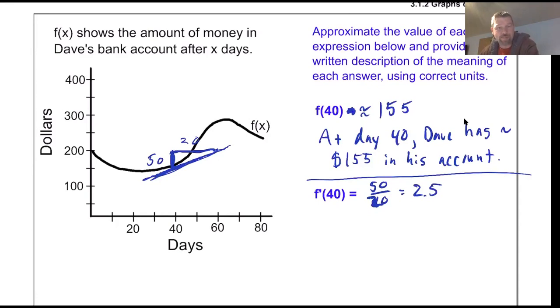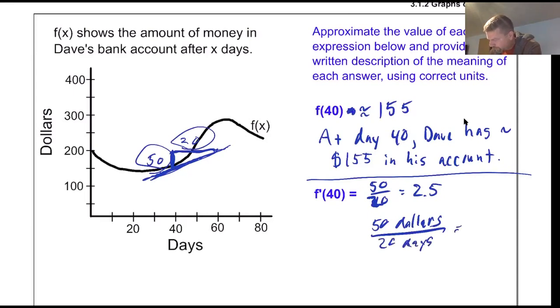They're both roughly right. But either way, this 50 was a change in the y value. It was a measurement of dollars. So when I wrote that 50, it was really $50 over this 20. Well, that was a measure of the x value. That was a measure of the days. So it's $50 over 20 days. That 2.5 is $2.5 per day. So that's how quickly his money was increasing on that particular day. On that particular day, he was gaining money at about a rate of $2.5 per day.